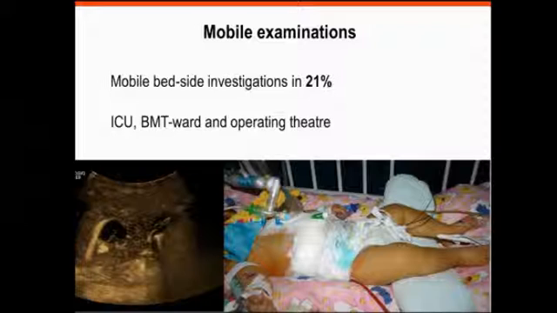A very big advantage of contrast examinations is that you can have them mobile. You can go with the ultrasound machine to the patient, and this was a fifth of all our investigations. So you can go to the intensive care unit, to the bone marrow transplant ward, or to the operating theater and perform your investigation there if a child can't come to you.